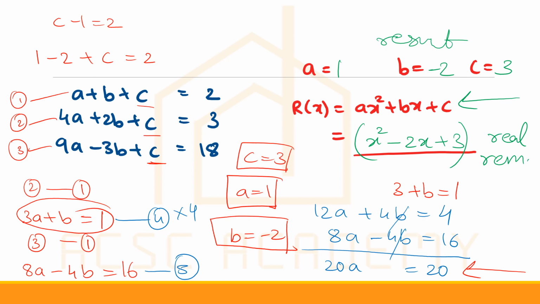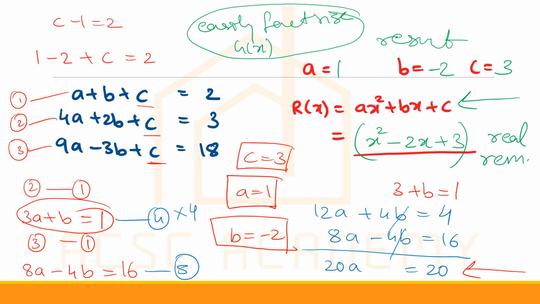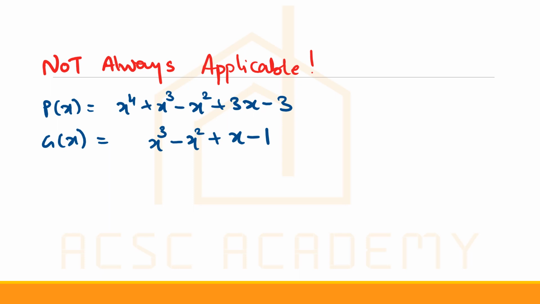So in such cases, when we can easily factorize g of x, we should definitely go for this particular method of remainder theorem for finding out the remainder. And if it is not possible to easily factorize the polynomial g of x, then we might need to go with the traditional method itself for finding out the remainder. We will have a look at such an example. So this is one such example where the remainder theorem may not be applicable.